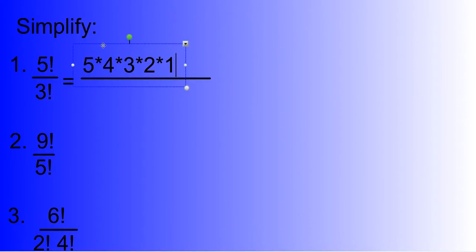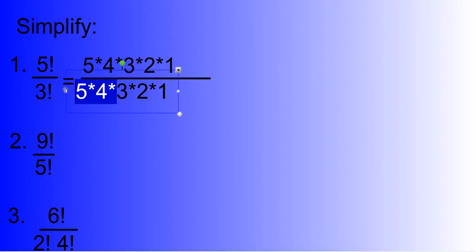And before we actually perform that multiplication, we're going to simplify a little bit. So 5, 4, 3, 2, 1 in the numerator. And then in the denominator, 3 factorial would just mean we're taking 3 times 2 times 1.